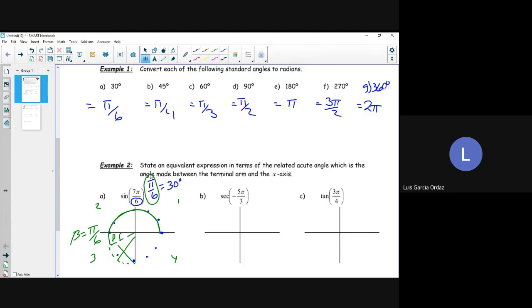Okay. So the next one is going to be negative 5 pi over 3, okay? And if we look at our denominator, what primary acute angle are we looking at? Pi over 3, which is 60 degrees. So we can divide it into 60 degree intervals.